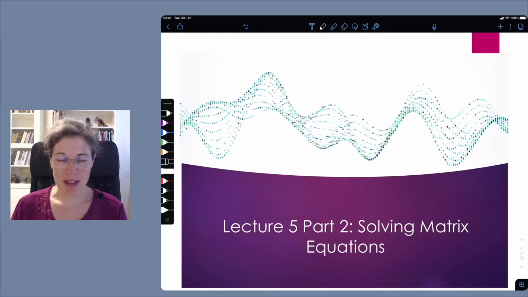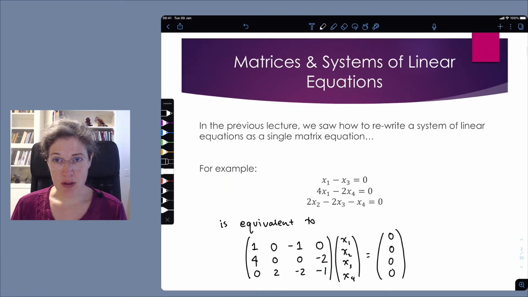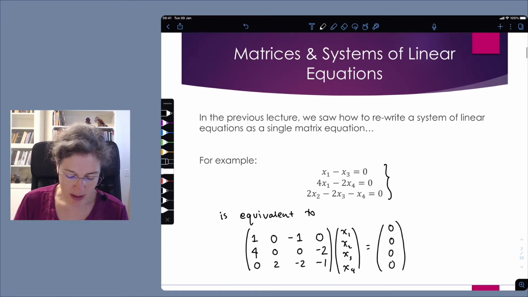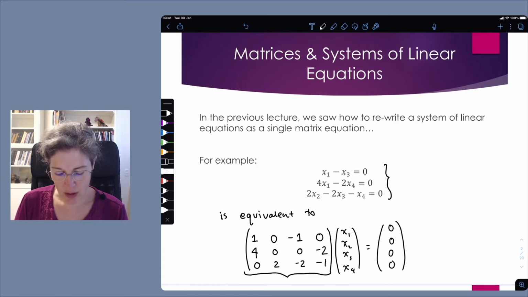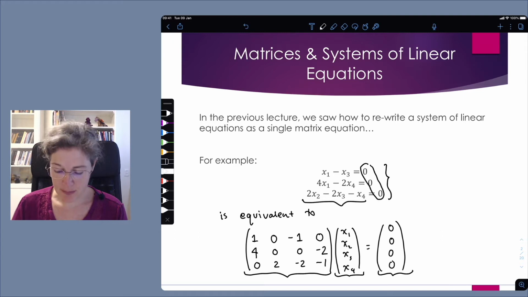Okay, so in this part of the lecture, we're going to look at solving matrix equations. Just to remind you, in a previous lecture, we saw how to rewrite a system of linear equations, for example this one over here, as a matrix equation. So we had our matrix, which represented the coefficients of each of the linear equations. We had a vector, which is our variables, and over here we had our vector, which represents the constants, which in this case are all 0 on the other side of the equals.